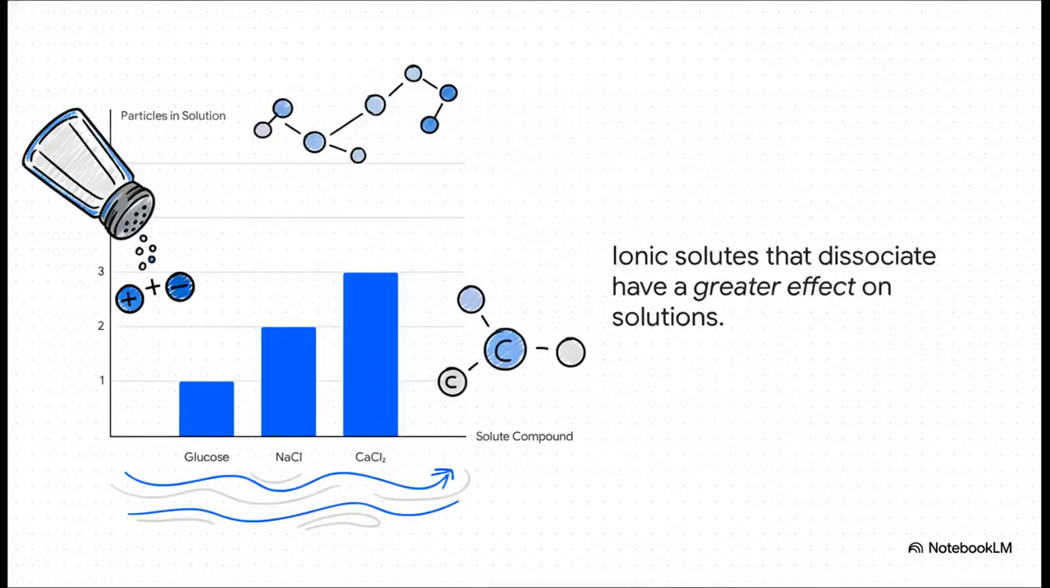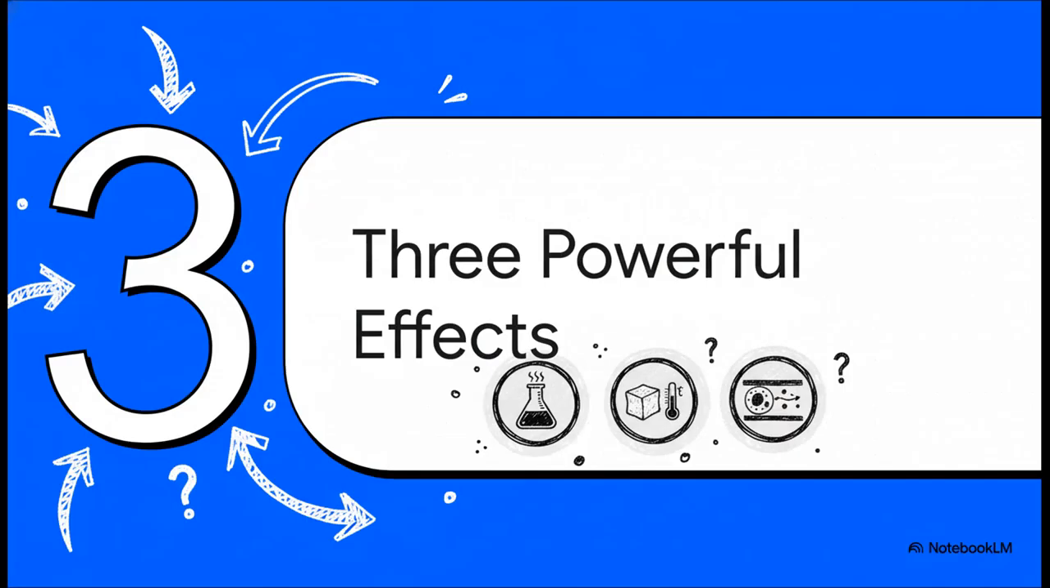And this chart just lays it all out visually. Because salt splits into two particles, it has double the effect of sugar. And calcium chloride, splitting into three, is even more powerful. This right here, this is the secret weapon behind everything we're talking about today. So, what does winning this numbers game actually get you? Well, it creates three really distinct and powerful effects on whatever liquid it's dissolved in. Let's break them down one by one.